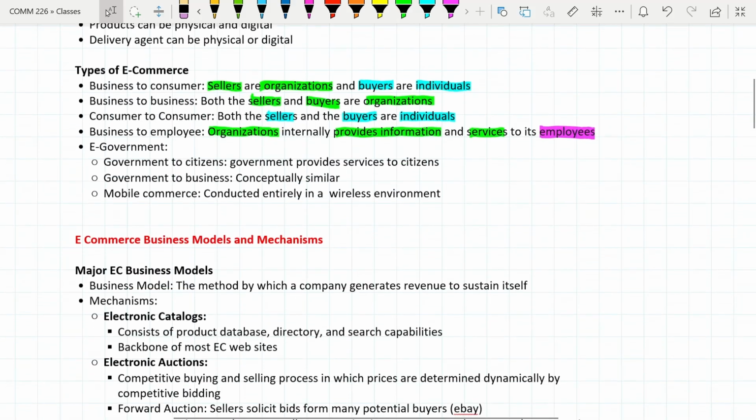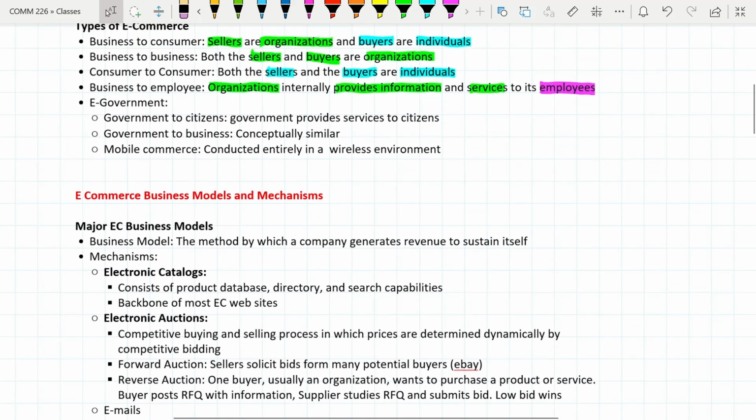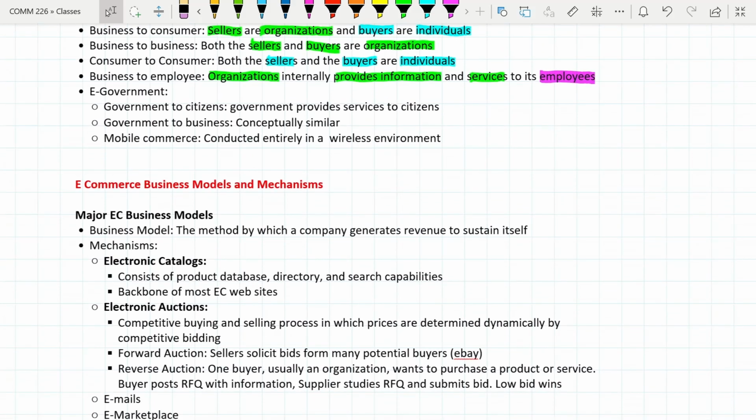So e-commerce business models and mechanisms. So major EC business models. The business model is the method by which a company generates revenue to sustain itself. Mechanisms, electronic catalogs consist of product database, directory, and search capabilities. It's the backbone of most EC websites. So electronic auctions, competitive buying and selling. So EC is electronic commerce, just in case you guys didn't realize.